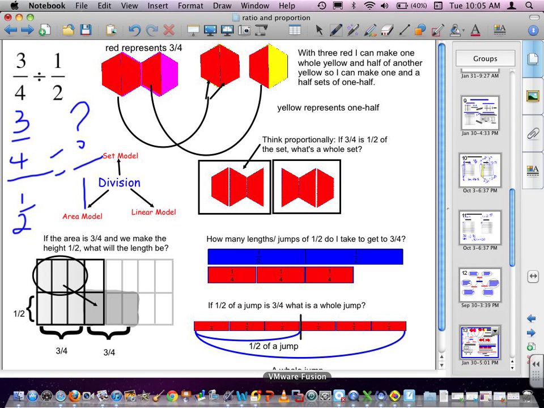Okay? But I don't want my height to be 1. I want my height to be 1/2, right? When I have an area model, I can set one of the dimensions to be the divisor and figure out what the other dimension is, right? If I had 12 as my area and I divided by 3, that can mean make your height 3, what's your length, right? To get 12 as an area.